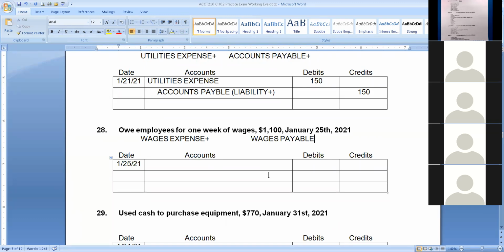Expenses are always going up. Wages payable going up or down? Up. We owe more. Okay. Nice thing about expenses, they're always debits, and wages payable is going to be a liability. Any other payable liability goes up with a credit.